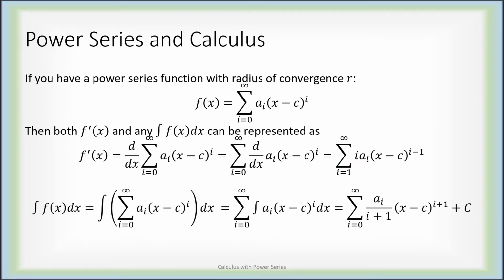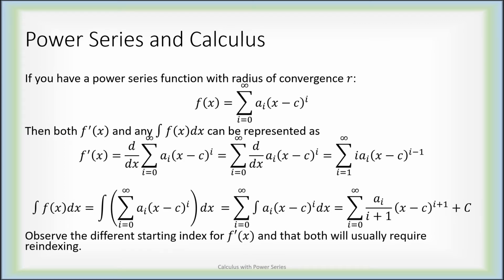Similarly, I can anti-differentiate the power series by instead anti-differentiating every individual term. And this is more straightforward. So I have a constant times (x minus c) to the i, which I anti-differentiate as the constant over i plus 1, times (x minus c) to the i plus 1. However, I do have to add some constant of integration in. I don't need to add a different constant for every term. This plus C is not in the sum, it's just added at the end.